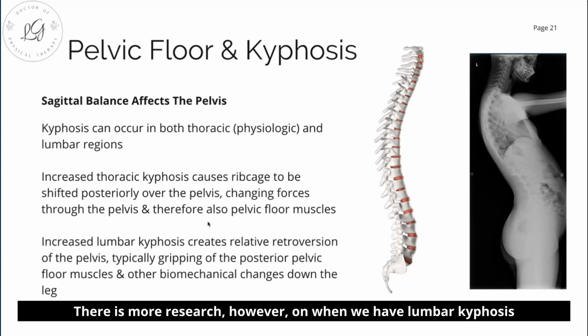There is more research, however, on when we have lumbar kyphosis or that lack of lumbar lordosis and how it relates to creating a relative retroversion of the pelvis, which causes gripping of the pelvic floor muscles and also more changes down the leg. Usually we can have a hip flexion or a knee flexion. We can have hip extension. We can see all kinds of compensations because of that change in the structure of the spine in the sagittal plane.